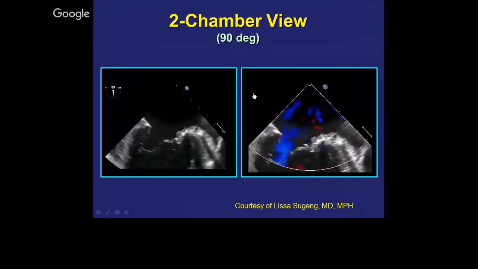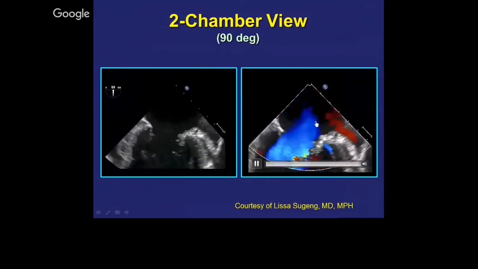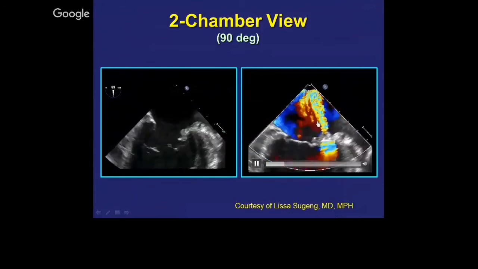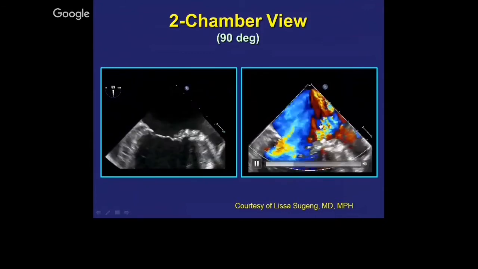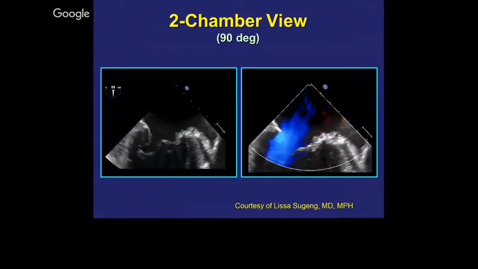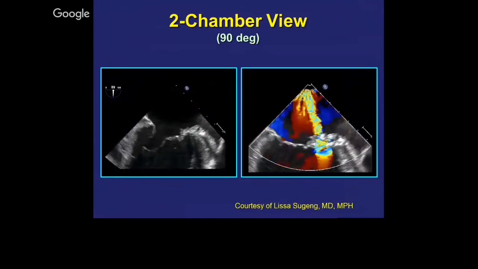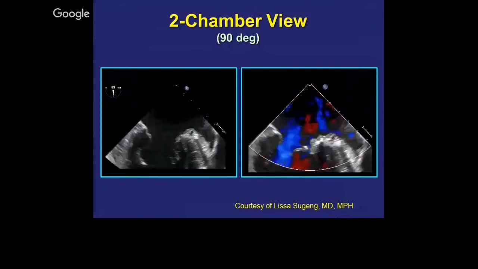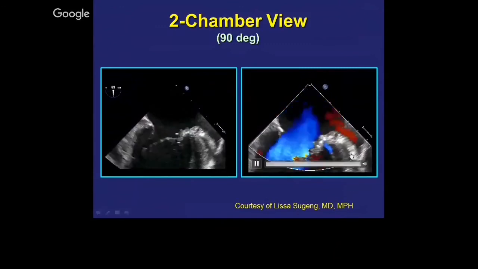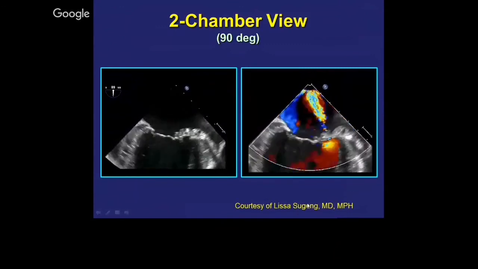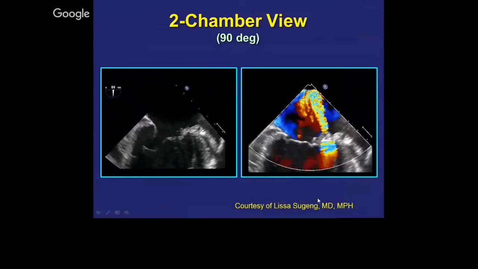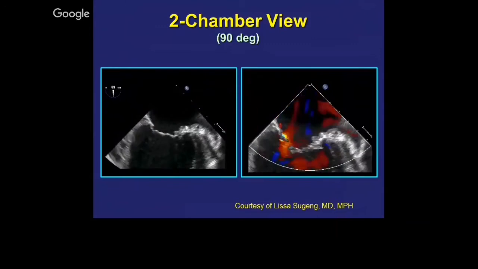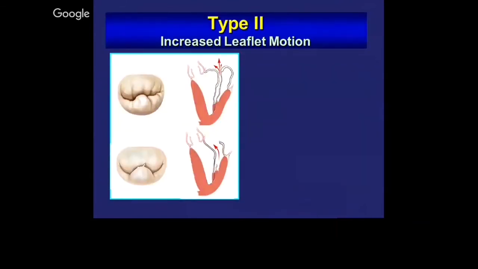So of course you need to get multiple views to be able to appreciate this, and this shows it very well. When you compare the image on the right to the image on the left, you can see where the jet is actually coming from. So despite the fact that the leaflet itself is quote unquote normal, there's been leaflet perforation leading to that mitral regurgitation. Let me not forget to mention, as you can see here, that these images are supplied by my colleague and mentor, Dr. Lisa Sugeng, at Yale University Echo Lab. So you can see all these very beautiful images there.